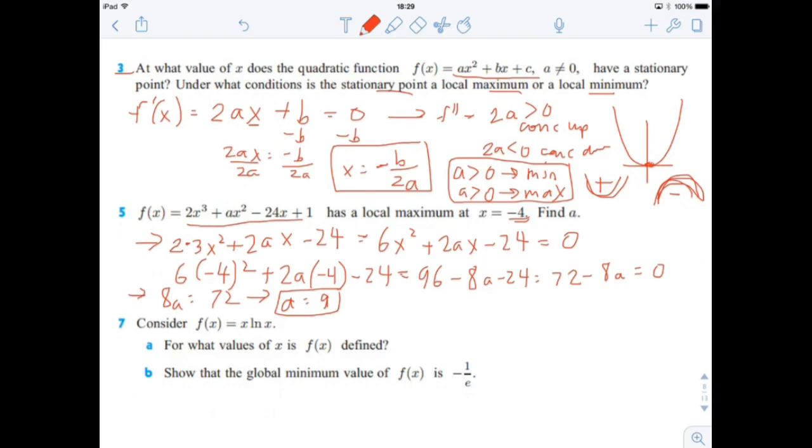Okay? And just to confirm, once we get a equals 9, we could take the second derivative and then make sure that it's concave down. So we could go, oh, it's 12x plus 2a, which is 2 times 9, which is 18. And so we'll say, okay, when x equals negative 4, what does that equal? So we'll say 12 times negative 4 plus 18. It's a negative number, which means it's concave down, which means it is indeed a local maximum.